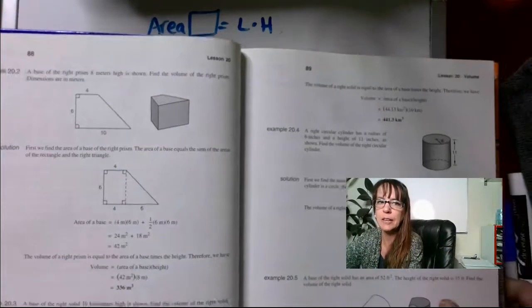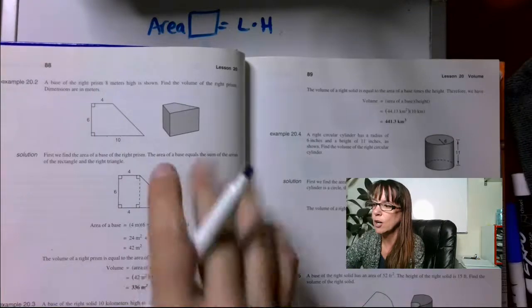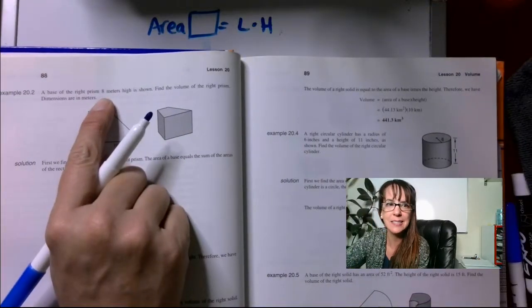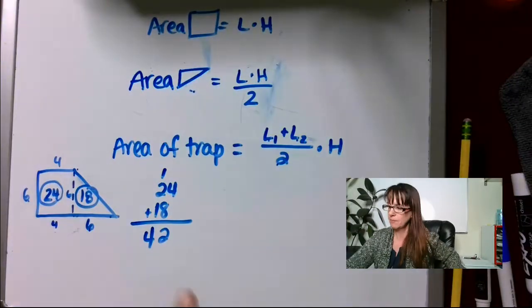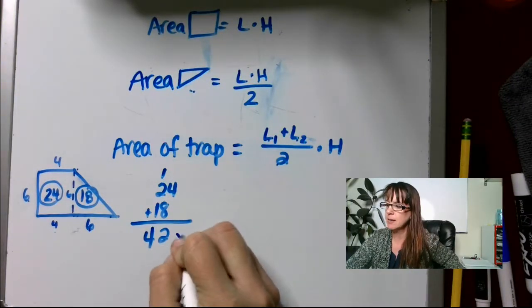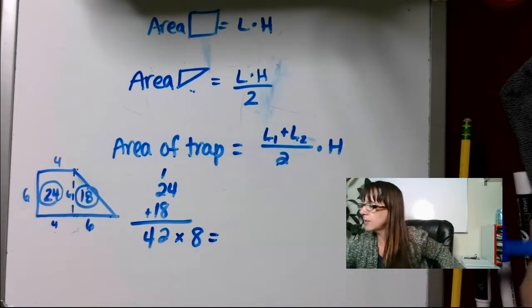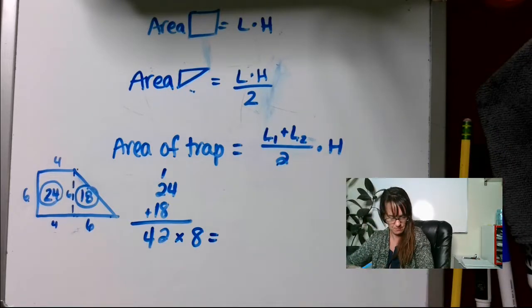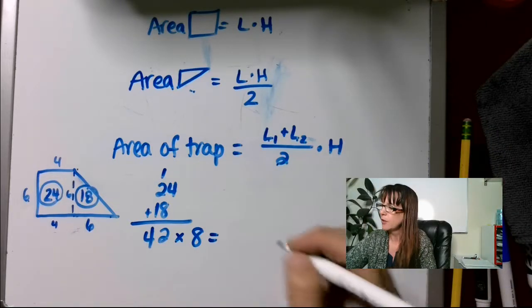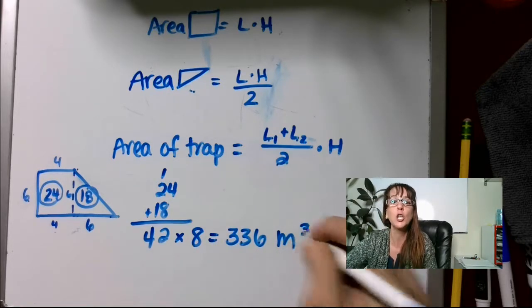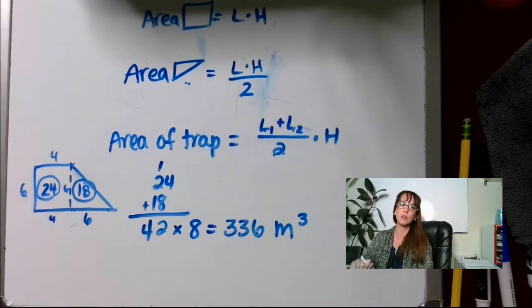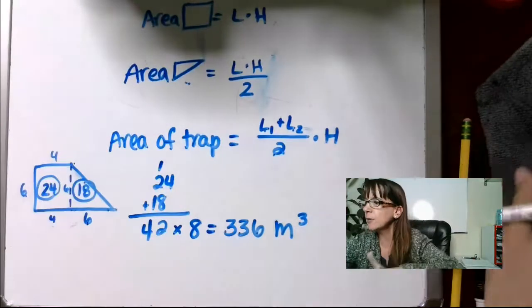Let's come back over here. So that's this one right here. But we're told that the height is 8 meters high. So we found the area of the base. Now we multiply it times 8 and that equals 336 meters cubed, because we're talking about volume, right? All right, so you just find the area of the base, and you multiply it by the height.